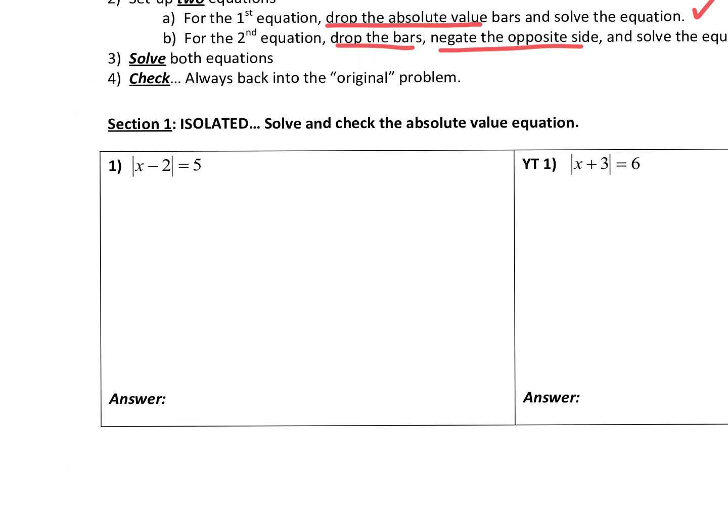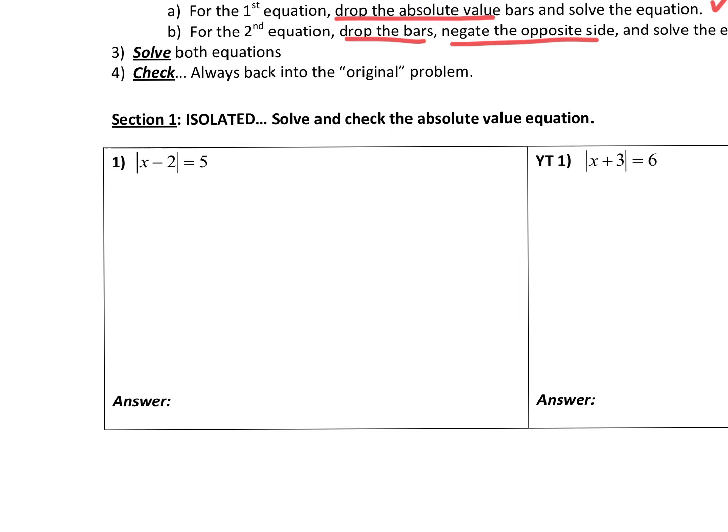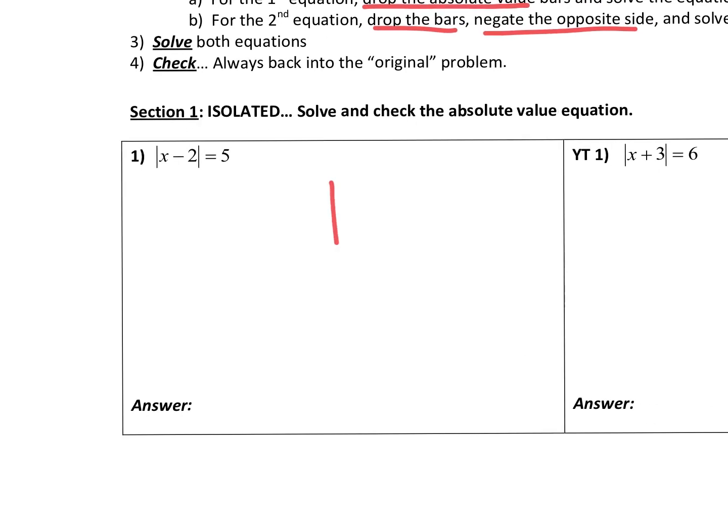So for this one, step 1, okay? We're going to have 2 equations. So we just need to drop the absolute value bars. So we have x minus 2 equals 5. And we solve it, and we got x equal to 7, right?